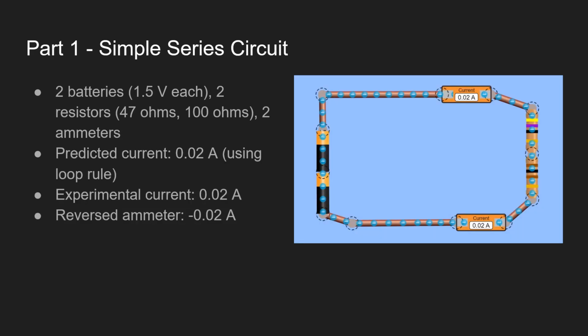Part 1 was a simple series circuit with 2 batteries, 2 resistors, and 2 ammeters. The predicted current was 0.02 A using the loop rule, and the experimental current matched that at 0.02, and the reversed ammeter value was just the opposite, negative 0.02.